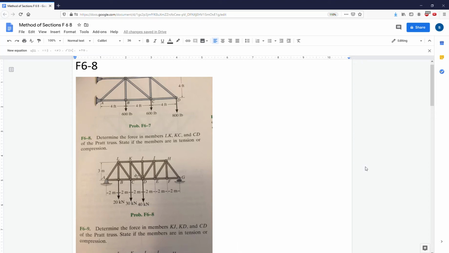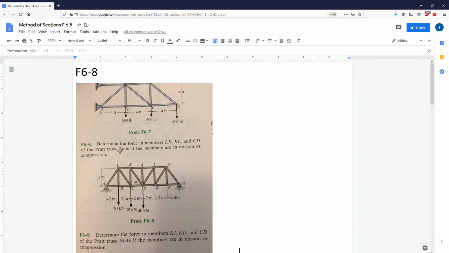Problem F6-8. Determine the force in members LK, KC, and CD of the Pratt truss. State if the members are in tension or compression. So if we look at the figure, we can see that LK is this member, KC is this member, and CD is this member. Which means that we can get all three members with a single cut if we make a cut between LC and KD along this angle.